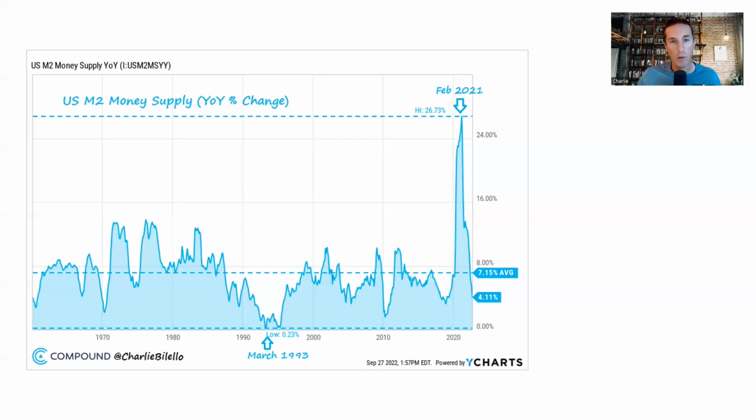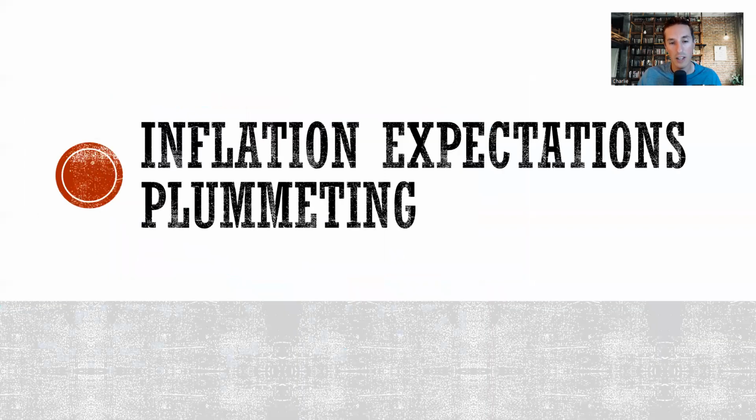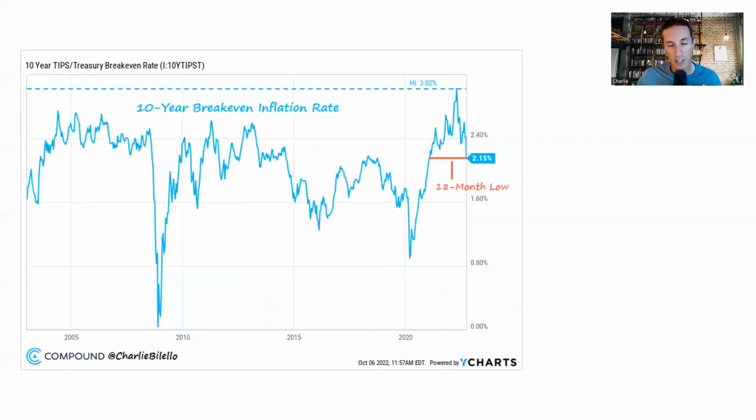So what will the Fed be looking at to really make that pivot and go in the other direction, or at least pause on being so hawkish? I think inflation expectations are going to be one of the main things that they're looking at. And if we're looking at inflation expectations, these are market-based inflation expectations. So they're not polling people. It's just looking at the spread between TIPS, Treasury inflation-protected securities, and similar duration Treasuries.